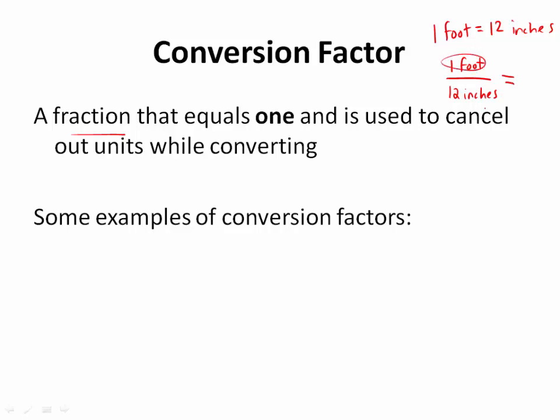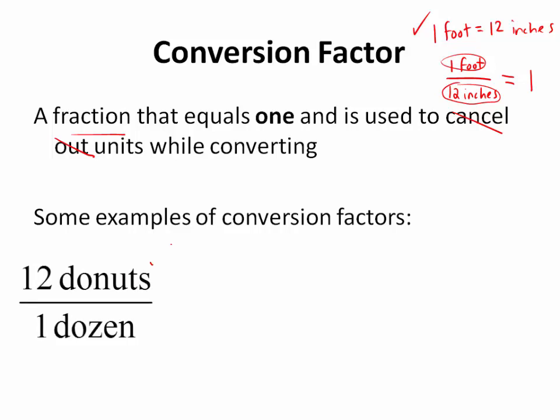Well, we have 1 foot, and it's being divided by the same thing, 12 inches. Anything divided by itself is 1. So this is a great example of a conversion factor. It's something that we can use to convert from one thing to another. We're going to be using conversion factors to cancel out things we don't want while we are converting. So here are a couple examples of conversion factors. There are 12 donuts in 1 dozen. Notice how I wrote that as a fraction. What would that fraction be equal to?